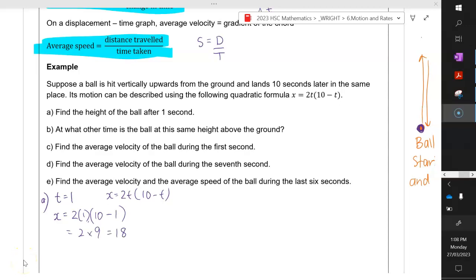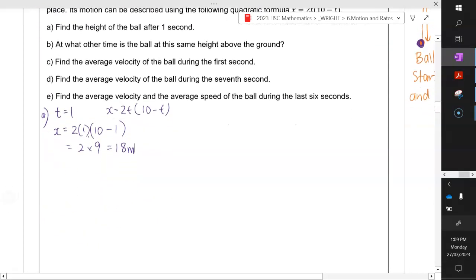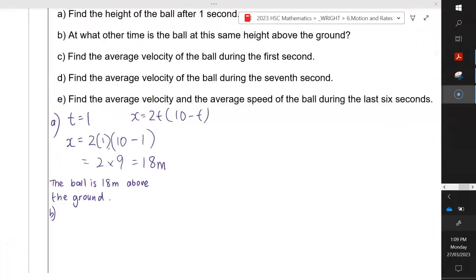When you get 18 as your answer, you're probably going to go back and look at the question and ask, what unit am I working in? As a default, we're going to be working in metres and seconds in this case. So I'm going to say 18 metres. At what height was the ball after 1 second? The ball was 18 metres above the ground, because remember we started and we went up and then we came back down. I'd like you to think about writing a sentence answer for these. We've been given a sentence as a question, so let's answer as a sentence.